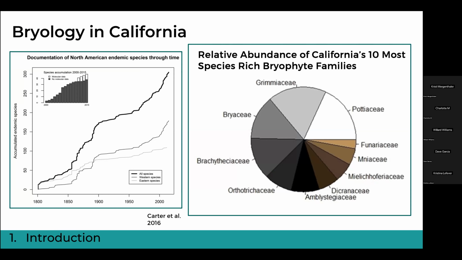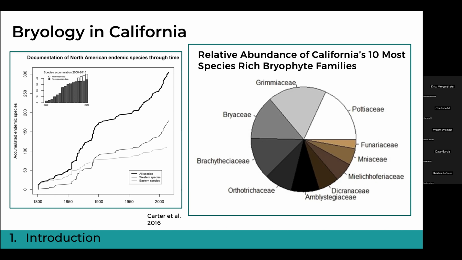So a quick introduction to bryology in California, although you already got a good bit from the last presentation. I just want to go over some important notes here. California bryophytes differ from much of the rest of the state in terms of species composition because of the Mediterranean climate that much of California has. And this pie chart, in a similar style to the ones we were looking at in the last presentation, shows the relative abundance of California's 10 most species-rich bryophyte families. The top 3 most species-rich families are Pottiaceae, Grimmiaceae, and Bryaceae.